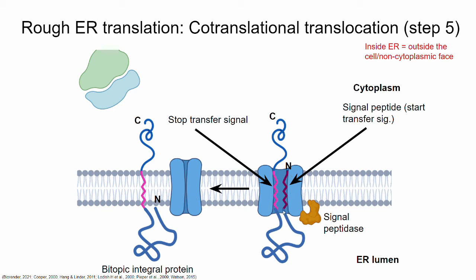Now at the end here, you can see that this signal is cleaved by an enzyme called signal peptidase. This is only if the signal is at the beginning of the nascent chain, at the beginning of the protein. Because sometimes the signal peptide or the start transfer signal is actually in the middle of the protein itself. In this case, it's not cleaved because it's an integral part of the protein. But if it's at the beginning of the protein, then it's usually cleaved, as you can see here. The result is a bitopic integral protein.